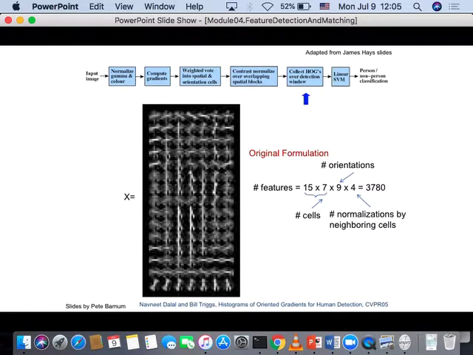So it becomes a pretty long feature vector, 3780 length. Every window that I make, like this window in the image, I can compute a 3780 length feature vector for it. Is that number clear? How did that come? It just comes from their choice of parameters here: 15 by 7, which is the number of cells, and then 9 orientations for each cell, and then 4 normalizations for each cell.